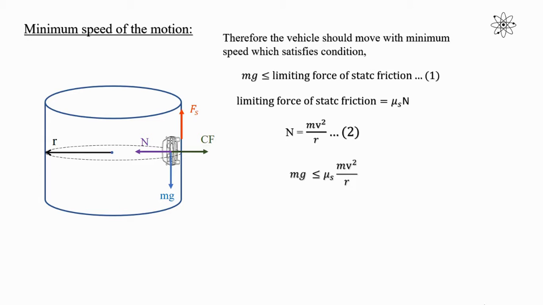We have mg less than or equal to mu s into mv square upon r. The mass of the vehicle gets cancelled. So we have v square greater than or equal to rg upon mu s. So v is greater than or equal to under root of rg upon mu s. So the vehicle should be moved with a speed greater than or equal to under root of rg upon mu s. So the minimum value of the speed is v minimum equal to under root of rg upon mu s.